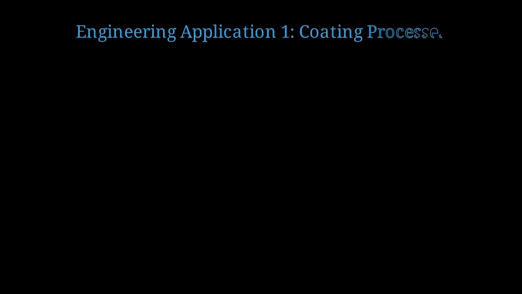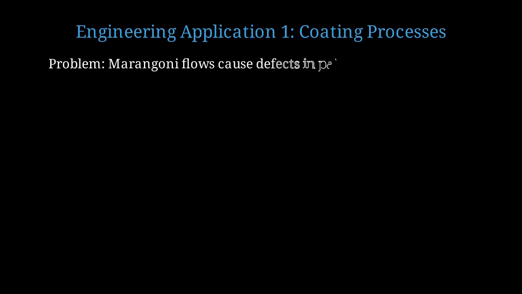Let's turn to practical engineering applications. First, coating processes, where Marangoni flows can be either helpful or problematic. When applying a thin coat of paint or lacquer, solvent evaporation creates temperature and concentration gradients. This triggers Marangoni convection that can create surface defects like craters or streaks.